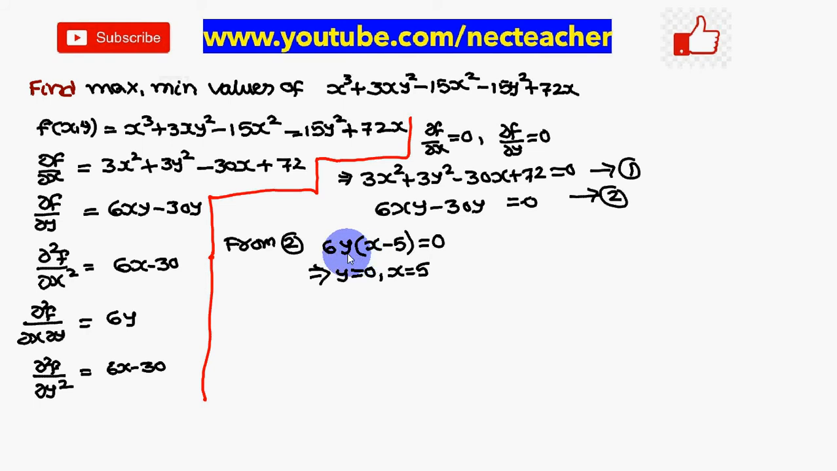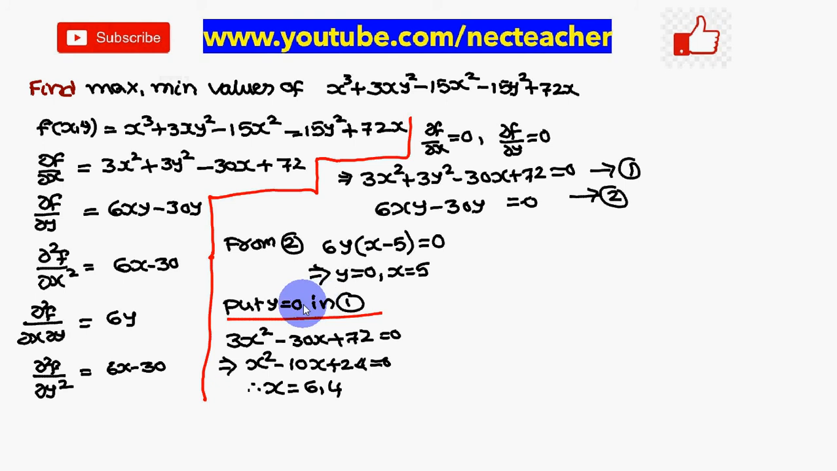When will it happen? Either y is equal to 0 or x is equal to 5. Here are the two cases: y is equal to 0 and x is equal to 5. I am considering the first case, y is equal to 0. Substitute it in equation 1.